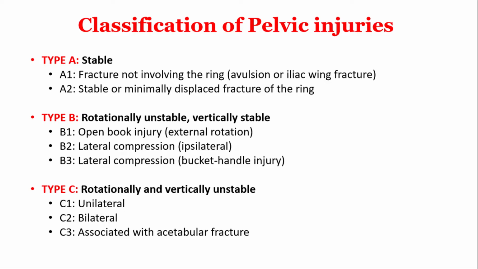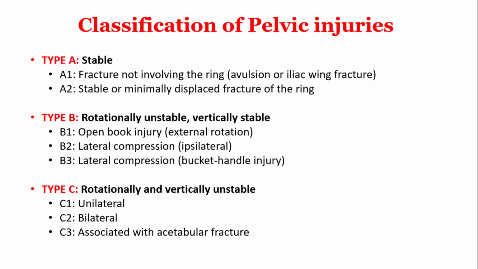Now, when we talk about the type B injuries, they are rotationally unstable injuries, but they are vertically stable. They are subdivided into three types: B1, B2 and B3. B1 is an open book injury because of the external rotation. B2 are due to the lateral compression, ipsilateral side, and B3 is also a lateral compression, and that will lead to the bucket handle injury.